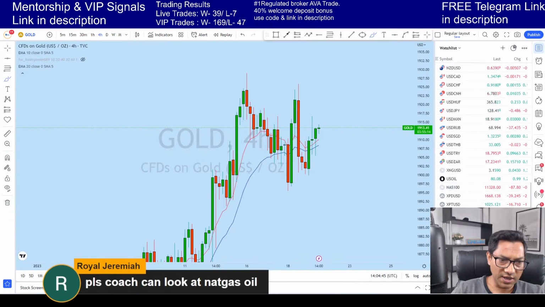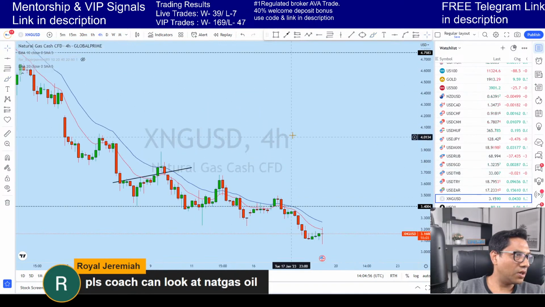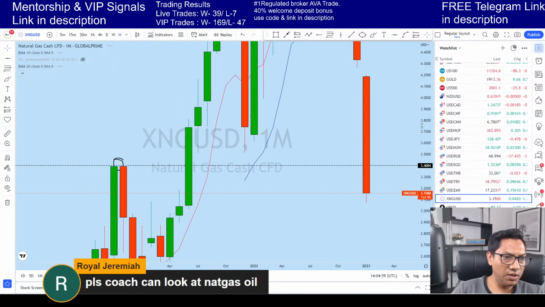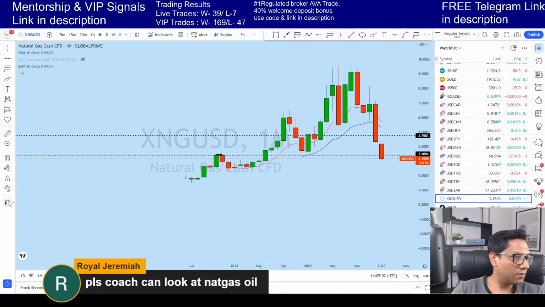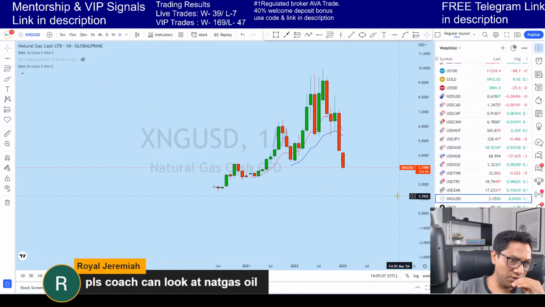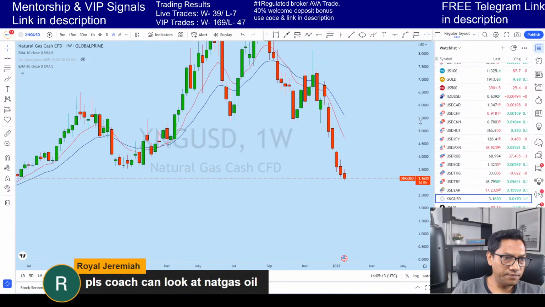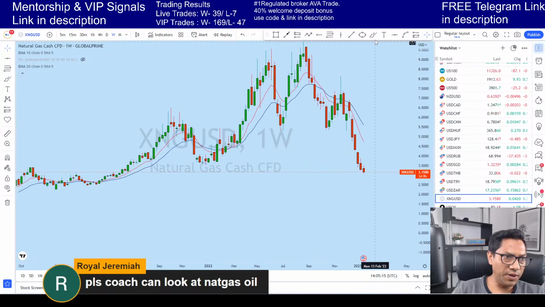Okay, natural gas and US oil. So natural gas, what do you see looking at monthly? Okay, so this is the monthly perspective, which is strongly bearish for natural gas. Looking at the weekly, what we have seen is that from the weekly perspective, there's a gap from this reversal and then it has broken down to this level.